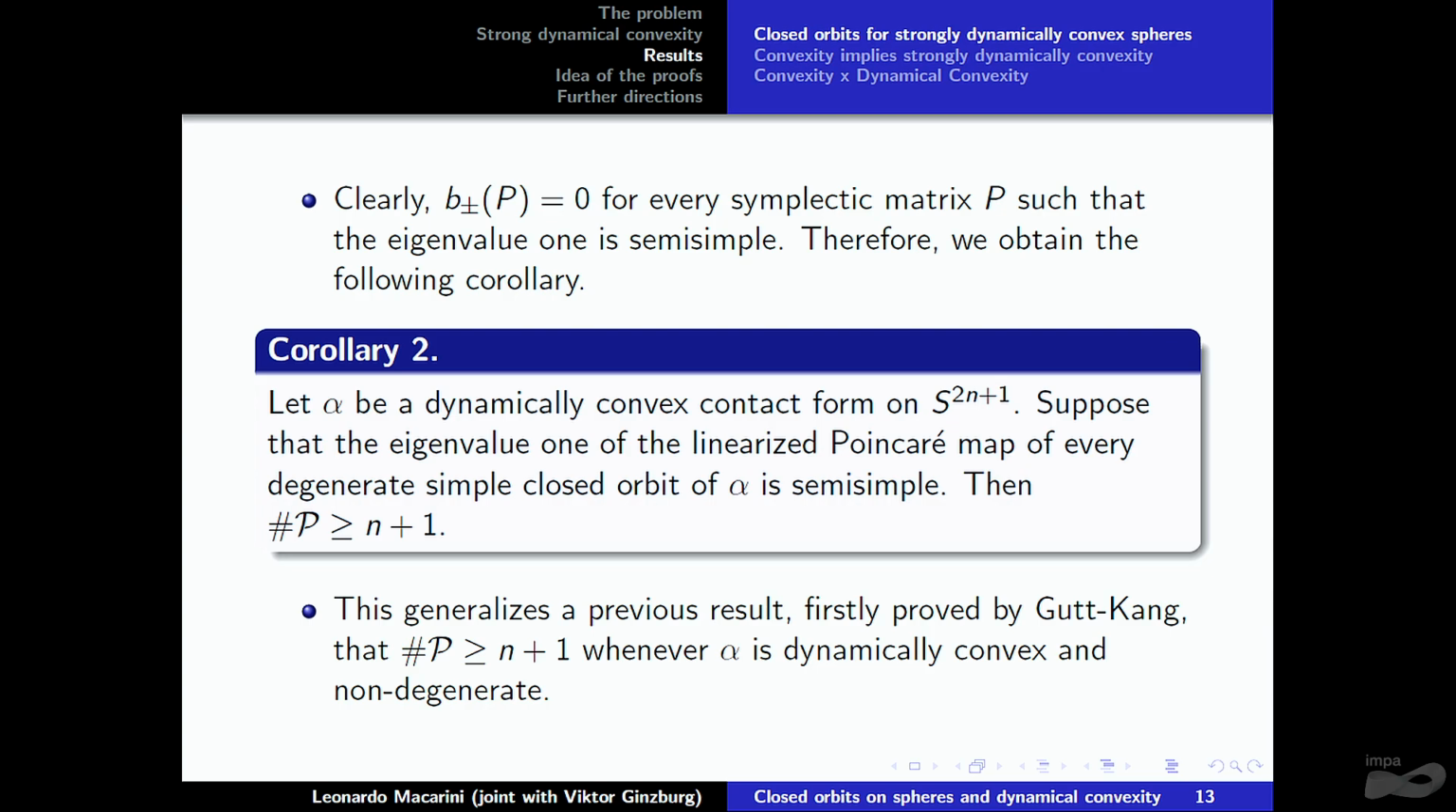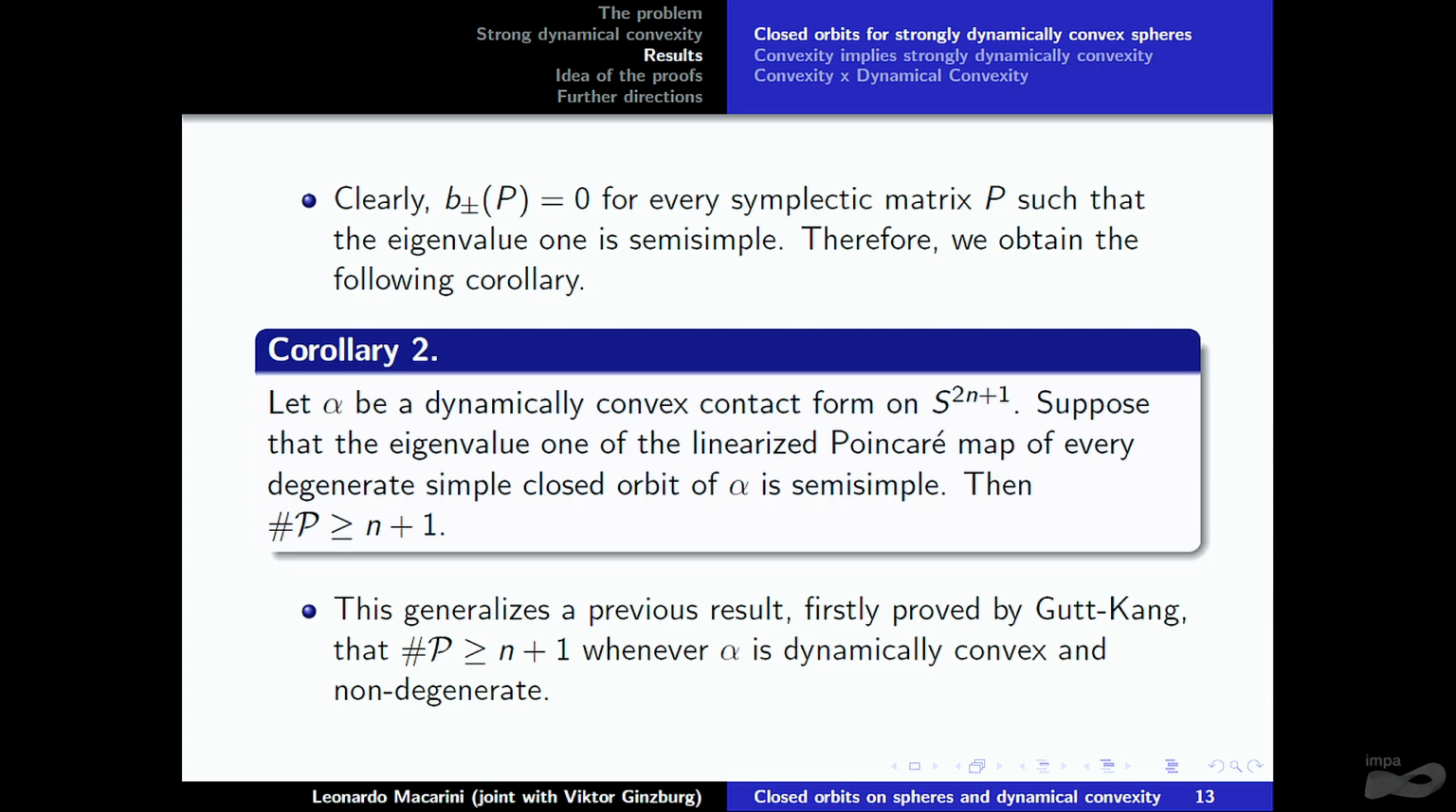I'm assuming instead that the eigenvalue 1 of the linear Reeb-Poincaré map is semi-simple. Right. I'm saying this is obviously stronger, or this is stronger than this result. Right. It's a weaker assumption. Does it also include the assumption of non-degeneracy? Like, is it okay to have alpha be non-degenerate?